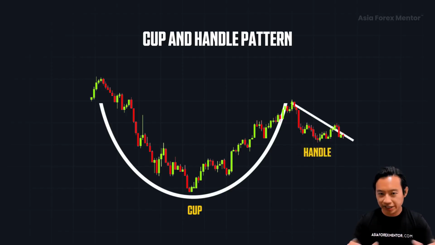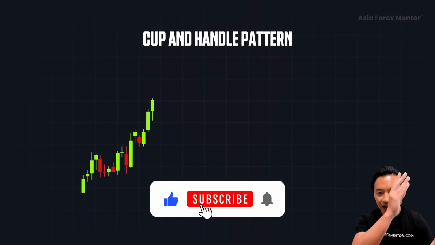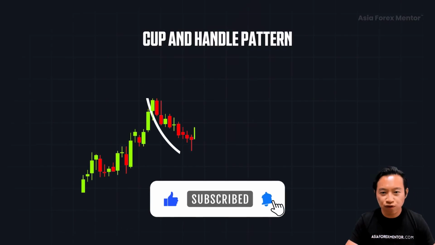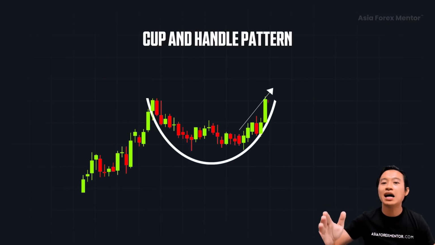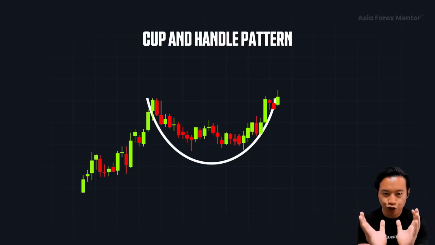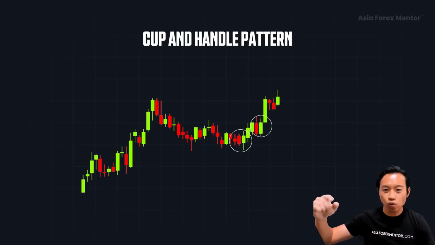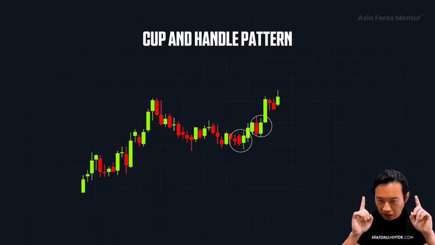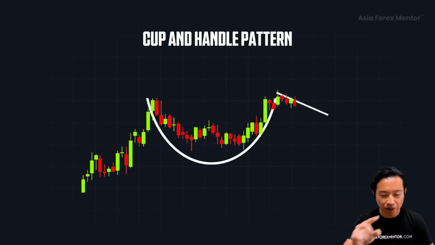So now let's break this down, the cup. What happens is the price rises and then pulls back to form this rounded bottom. And after that, it climbs up again. So this creates what? The cup shape, which is marked by what? Increasing highs and lows. So this signals what? Upward momentum. Then the next one that forms the shape, the handle.